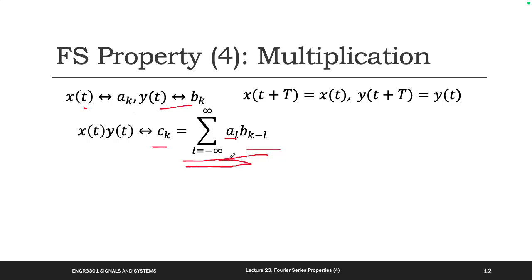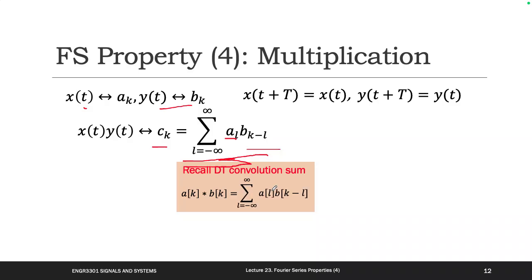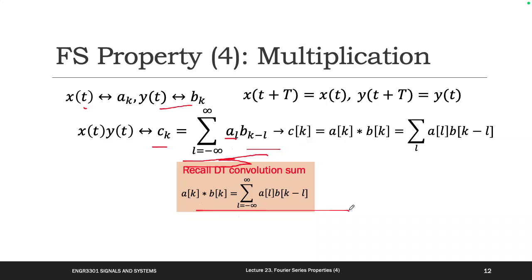Actually, you should be familiar with this one because this is the DT convolution sum. Do you remember? Let's recall the convolution sum: if a_k is convolved with b_k, then you call this one. This is the convolution sum equation we talked about before. Am I right? So for the new FS coefficient, it equals the old two convolved with each other.